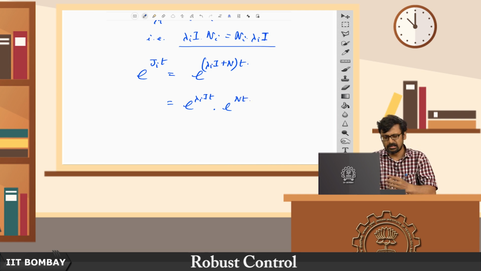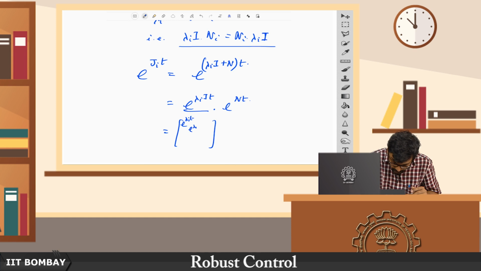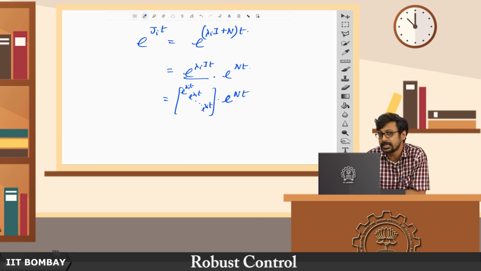Now you might wonder, how is this going to help me? Well, for one, this is after all a diagonal matrix, this lambda I t. So therefore this matrix exponential is very simple to get. You just write it as e to the lambda t, e to the lambda t, dot dot dot, till e to the lambda t. And then you have this e to the Nt to deal with, and apparently at this juncture we are still stuck, because what is after all special about this N?